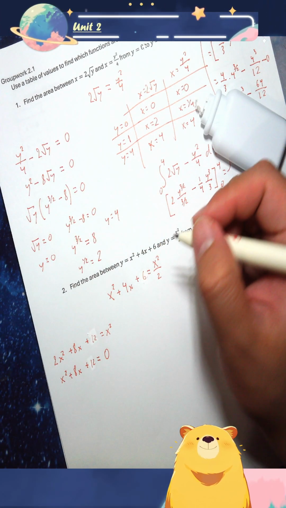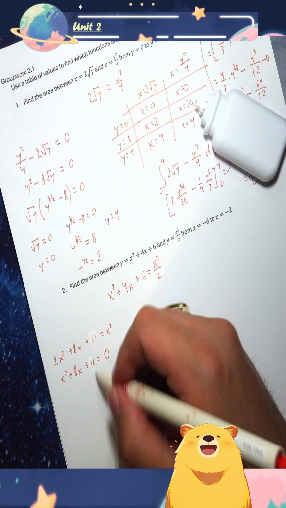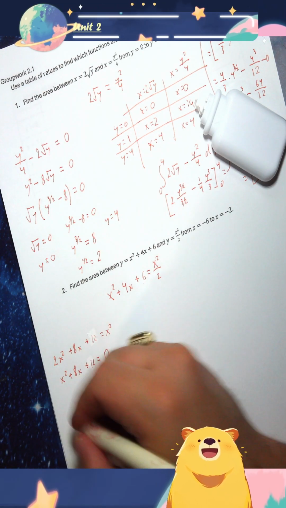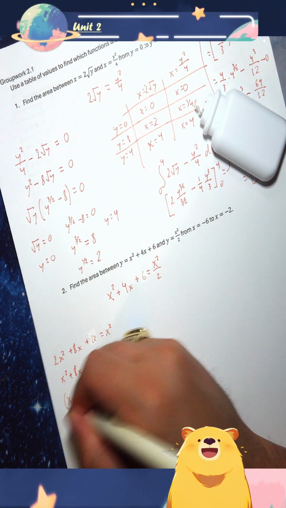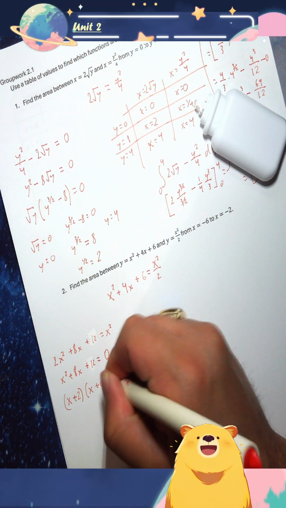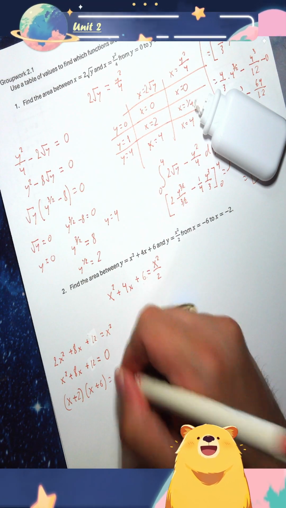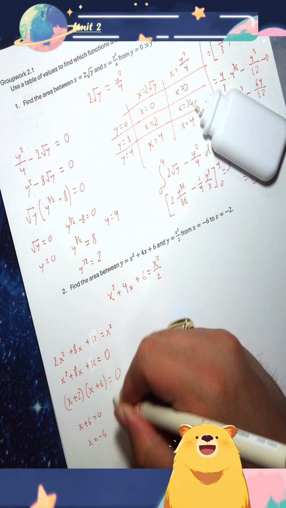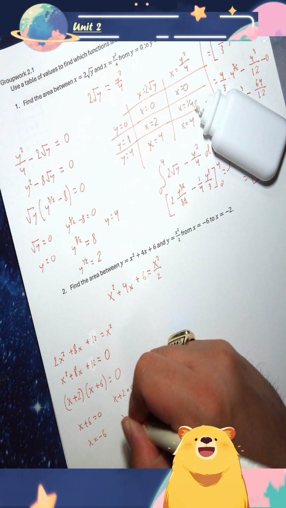6. Okay, so what factors of 12 add up to 8? That's going to be 2 and 6. So x plus 2, x plus 6. Okay, so those are just the intercepts, I'm pretty sure. X is equal to negative. Yeah, those are going to be the intercepts.